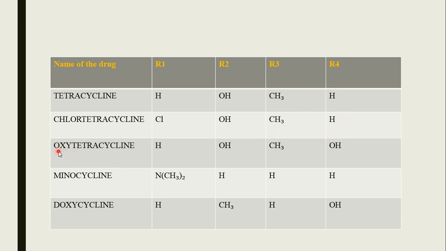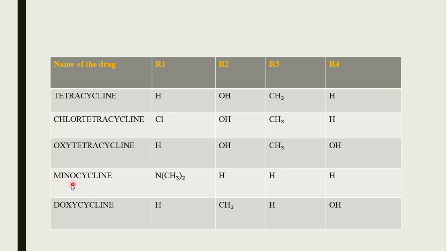Oxytetracycline. For oxytetracycline, oxy indicates one oxygen group is extra compared to tetracycline. That is, the hydrogen atom at R1 is the same. At R2 a hydroxy group is present, at R3 position a methyl group is present, and at R4 position a hydroxy group is present.